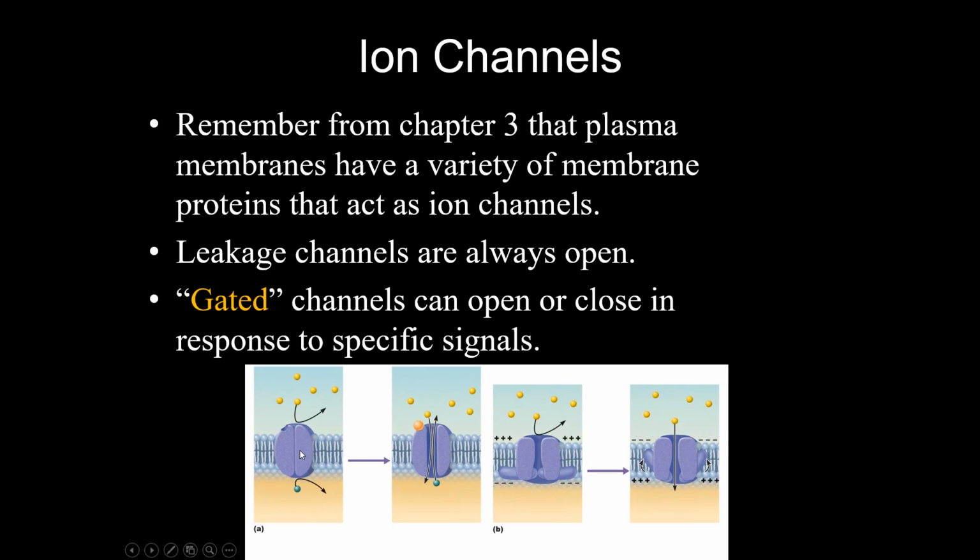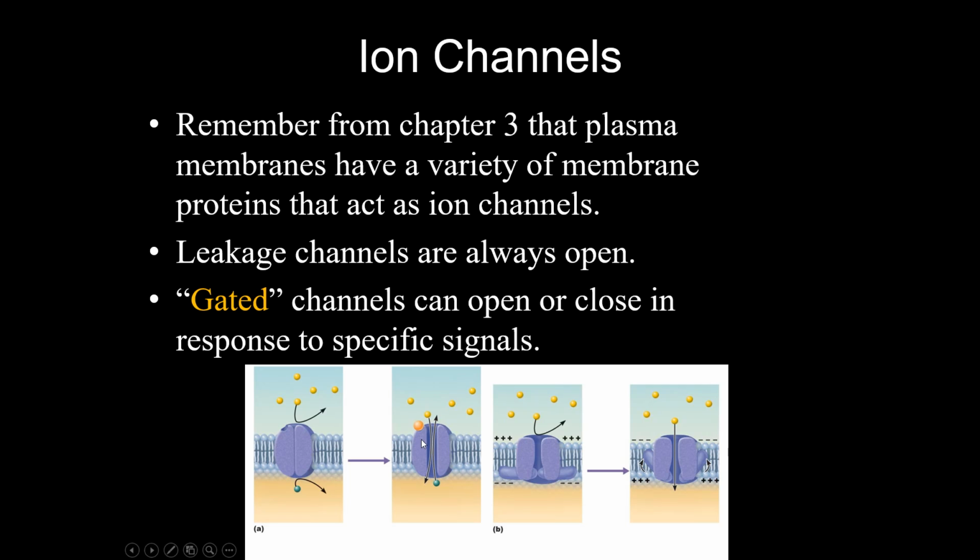So leakage channels are gates that are just always open, and they tend to help ions come in or out depending on just concentration gradients. Gated channels are channels that you can open or close depending on whether or not you want a particular ion to come through at a time. For example, in this picture, here is this gate in a closed state.